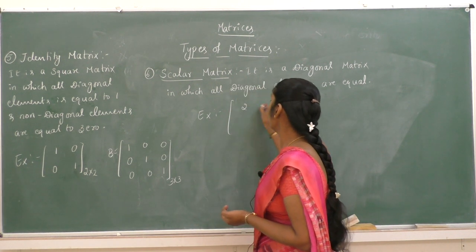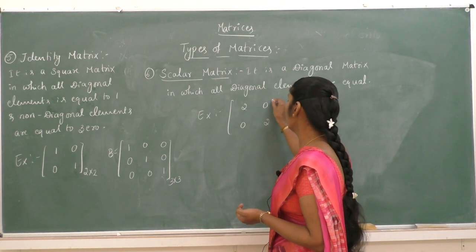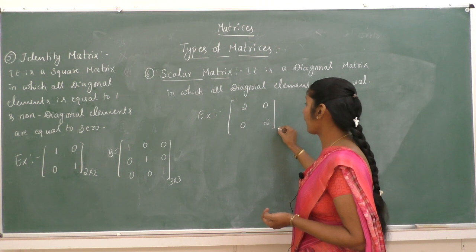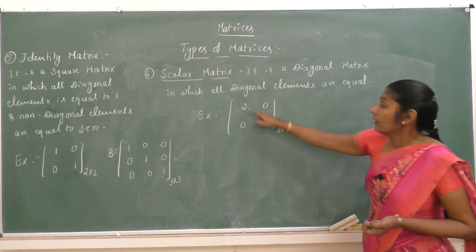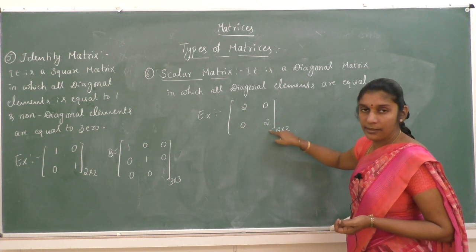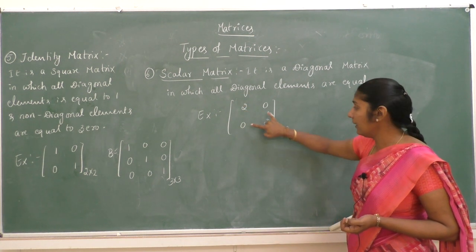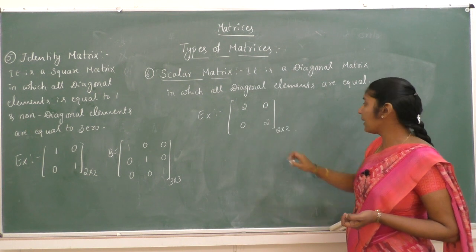Example 2: [0, 0; 0, 2] is a scalar matrix of order 2 cross 2. So, it is a diagonal matrix. Only the diagonal elements are present, and the non-diagonal elements are 0.